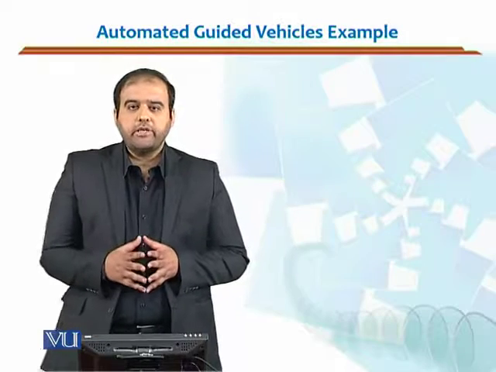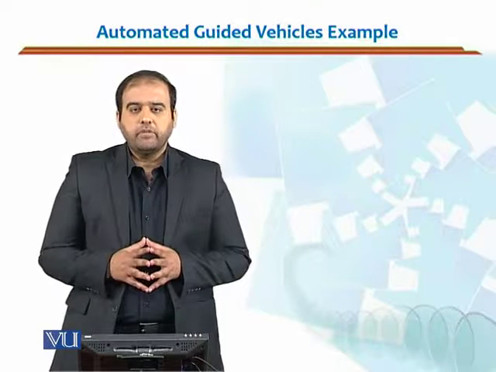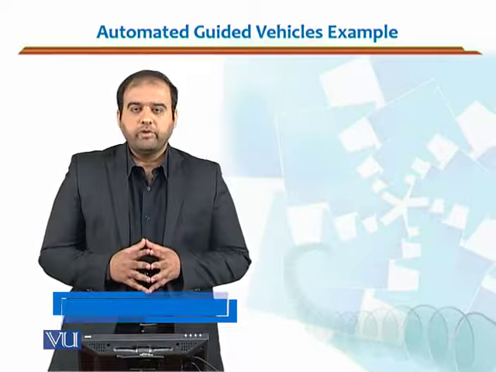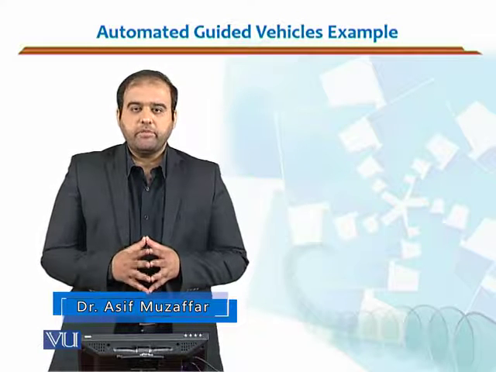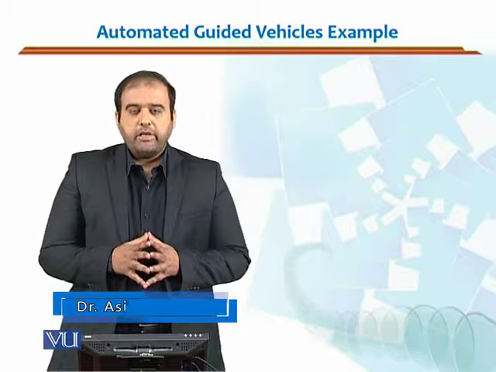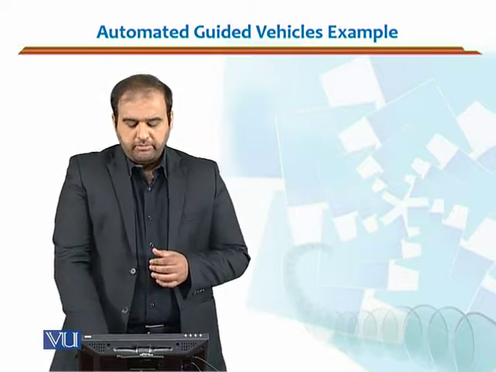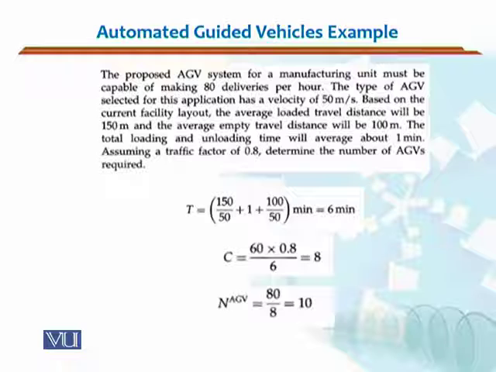Students, now let us take an example to clarify the working of an AGV. This would be based on the analytical model which we have discussed in our previous session. For an automated guided vehicle example, let us take a situation. The proposed AGV system for a manufacturing unit must be capable of making 80 deliveries per hour. That is the requirement.